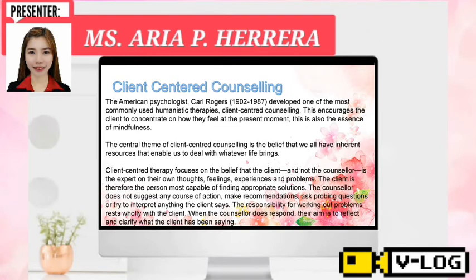Client-centered counseling. The American psychologist Carl Rogers developed one of the most commonly used humanistic therapies, client-centered counseling. This encourages the client to concentrate on how they feel at the present moment. This is also the essence of mindfulness. The central theme of client-centered counseling is the belief that we all have inherent resources that enable us to deal with whatever life brings. Client-centered therapy focuses on the belief that the client and not the counselor is the expert of their own thoughts, feelings, experiences, and problems. The client is therefore the person most capable of finding appropriate solutions.